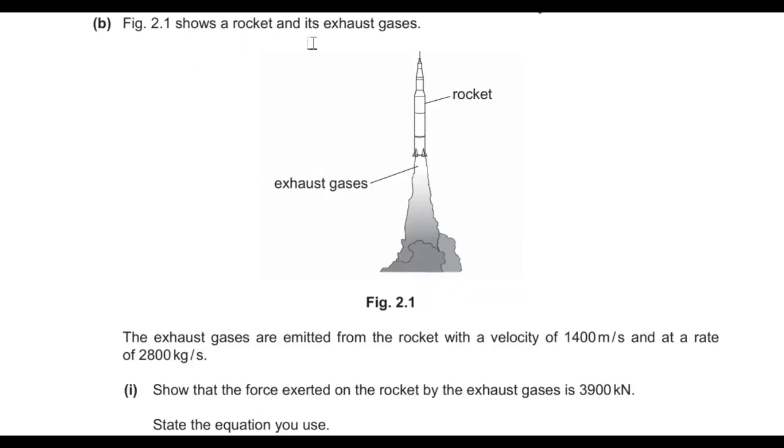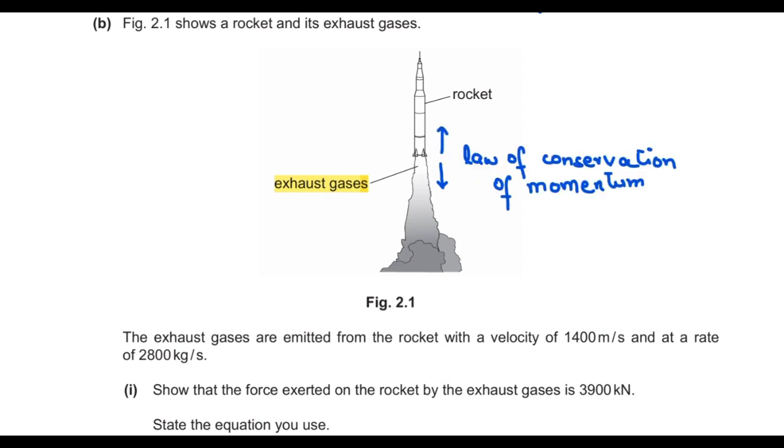B part says figure 2.1 shows a rocket and exhaust gases. So these are the exhaust gases that are coming out of a rocket, and due to these gases the rocket is moving forward to conserve the momentum. The exhaust gases are emitted from the rocket with velocity 1400 meter per second at the rate of 2800 kg per second. Show that the force exerted on the rocket by exhaust gases is 3900 kilonewton. State the equation that you use.